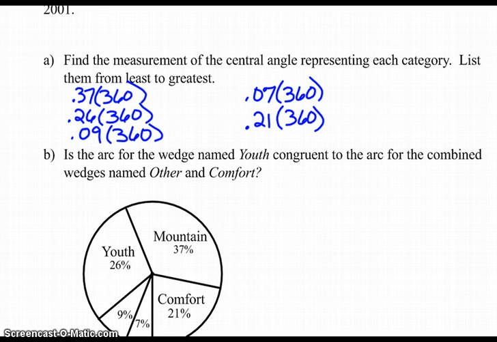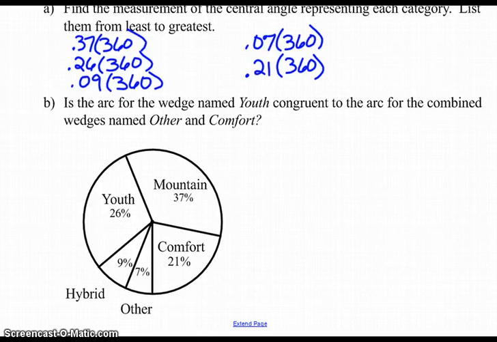The next question is regarding the arc for the wedge named Youth, which is 26%, as opposed to the wedges for Other and Comfort. Well, if you add together the measurements or the percentages for Other and Comfort, that adds to 28%. The question then is, does 28% equal 26%? And I'm sure you understand the correct answer is no, they are not congruent. This concludes today's podcast.